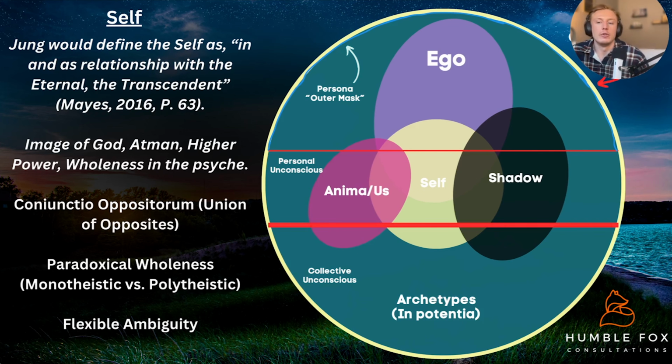It is the conjunctio oppositorum, which is the union of opposites. So it's when we have those two opposites, it's when we have the union. So good and evil, or light and darkness. It's the wholeness that encapsulates both of the opposites.